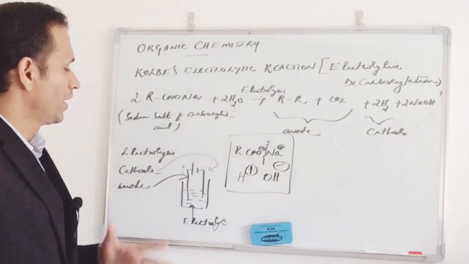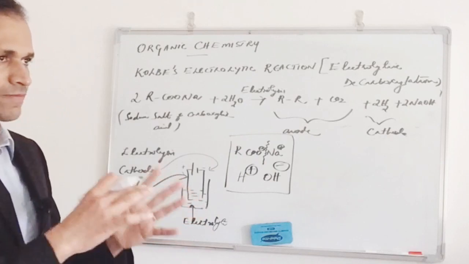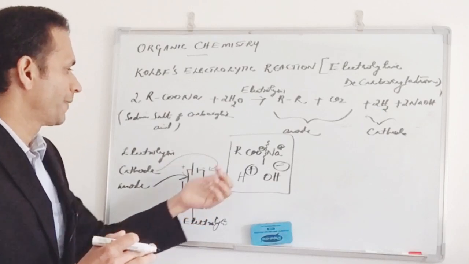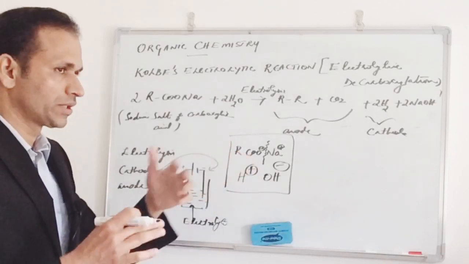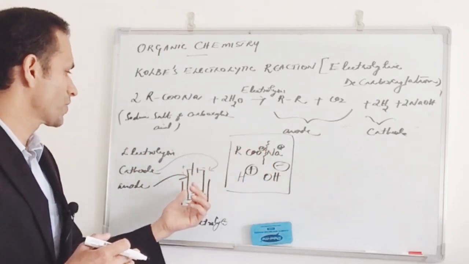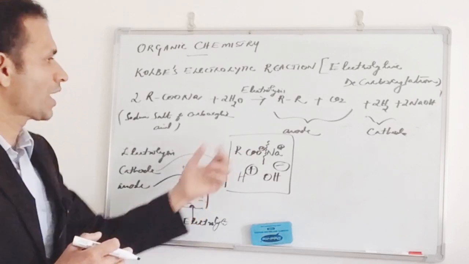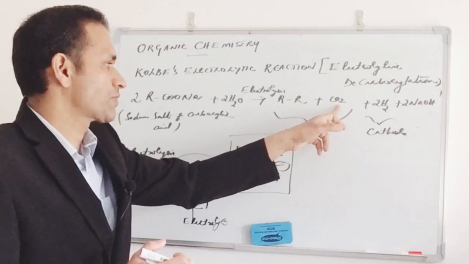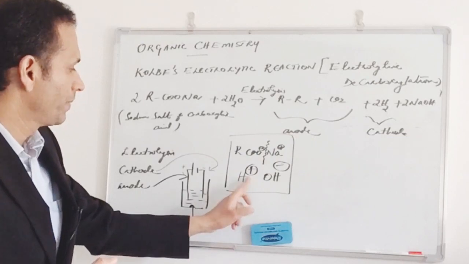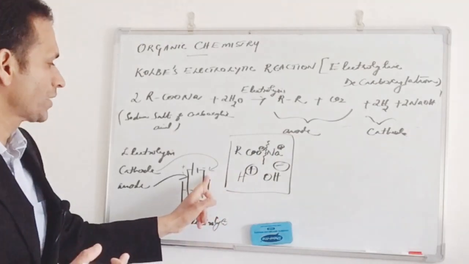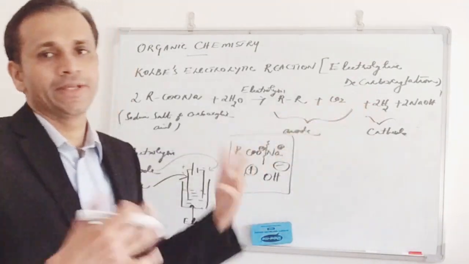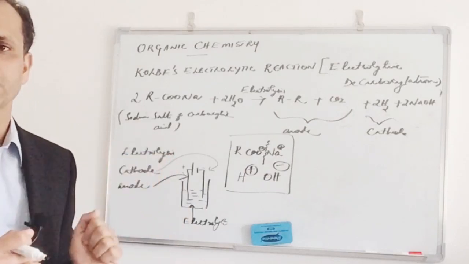Because of their attraction towards the respective electrodes, we will have the corresponding products. For example, RCOO minus will move to the positive electrode, called the anode. There decarboxylation takes place, removal of carbon dioxide, resulting in the formation of an alkane. Hydrogen ions will move toward the negative electrode, the cathode, and there reduction takes place and hydrogen gas will be liberated. That is the general mechanism of this reaction.